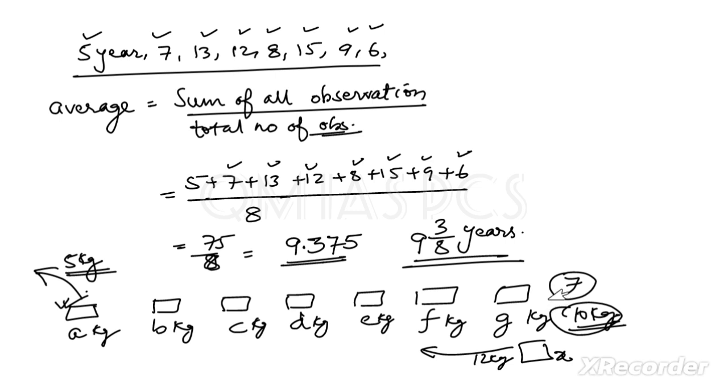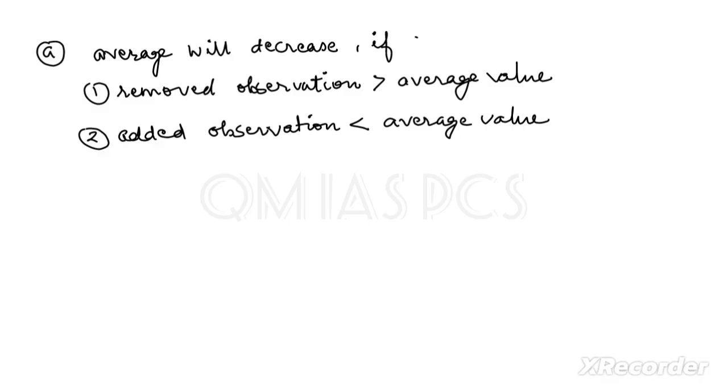Okay, so now I am giving you some concepts based on average. Just write it down. Here is the concept of when the average will increase or when the average will decrease. First I am giving you the concept of when the average will decrease. This is the condition: if you remove some observation, a single observation or multiple observations, and their value is greater than the average value.